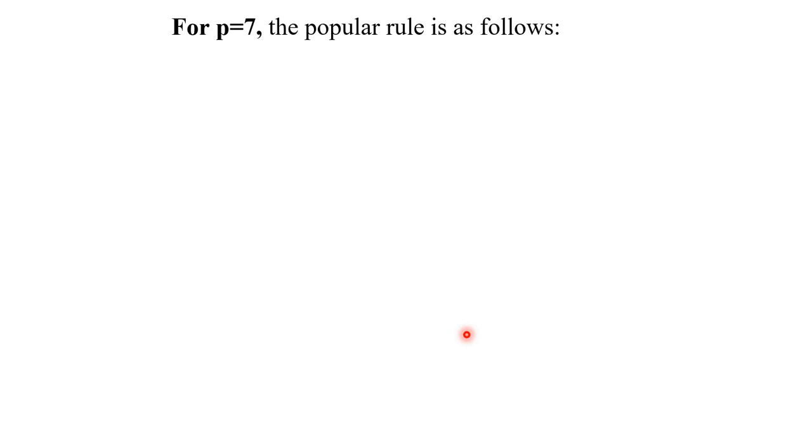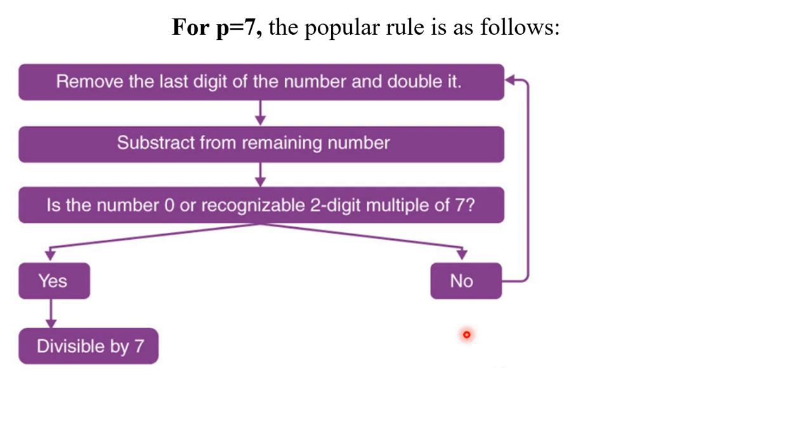Well, let us first see what is the popular test for 7. It is like this: the number s you are given, you remove the last digit of the number and double it, and then subtract that amount from the remaining number. And if that number is either 0 or a small number which is divisible by 7, then the given number is divisible by 7, otherwise no. So that is the recipe for p equal to 7.